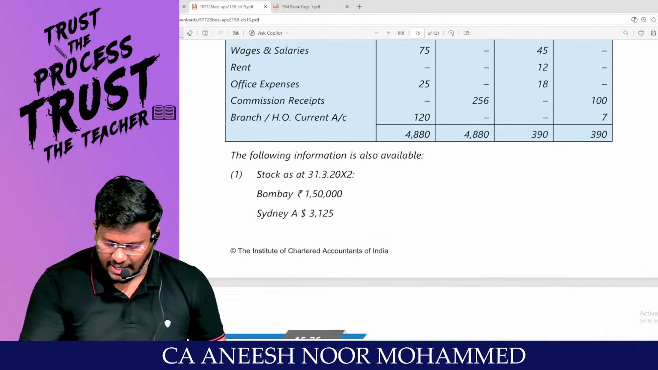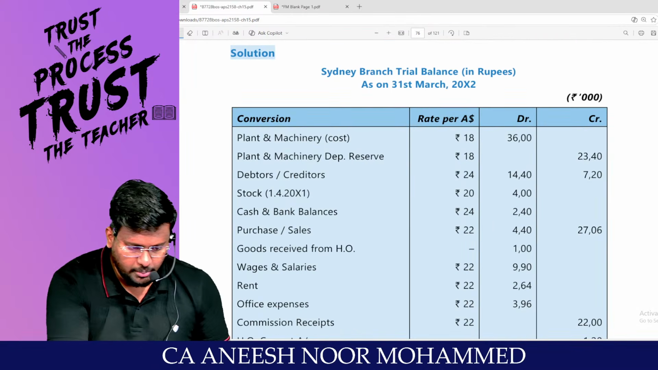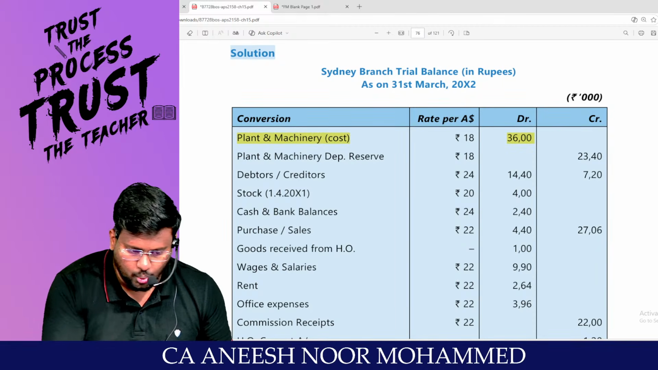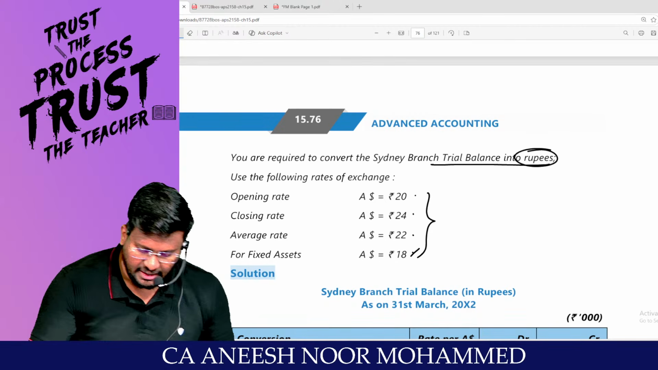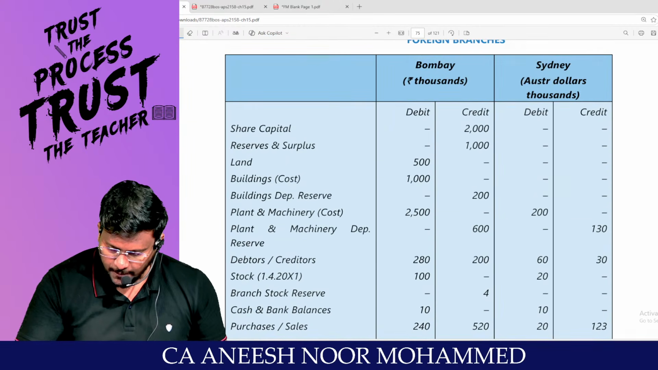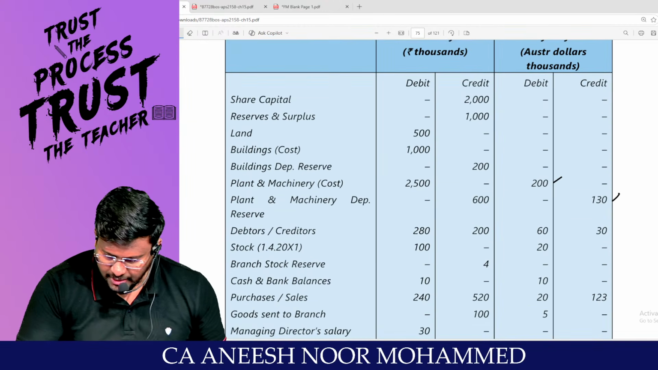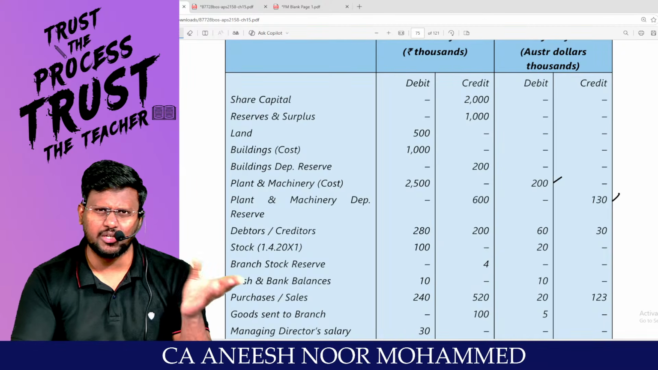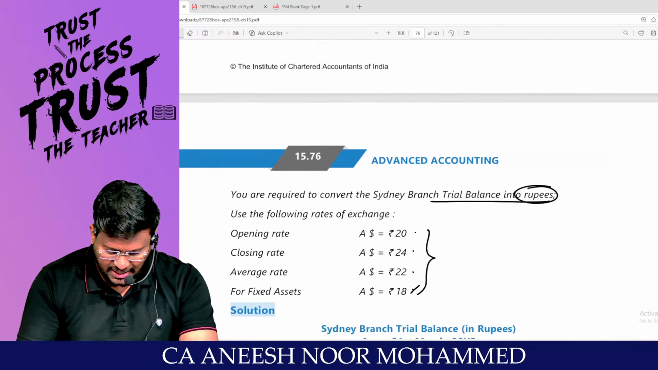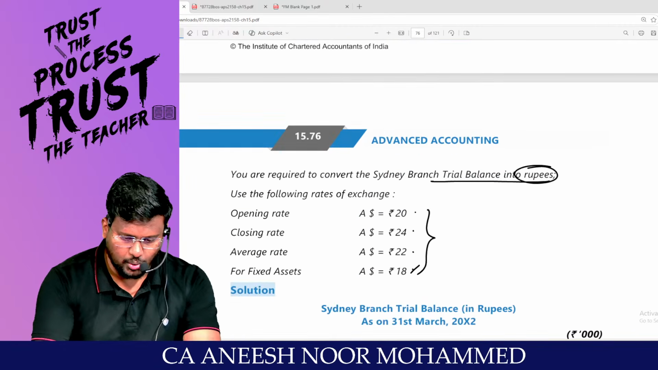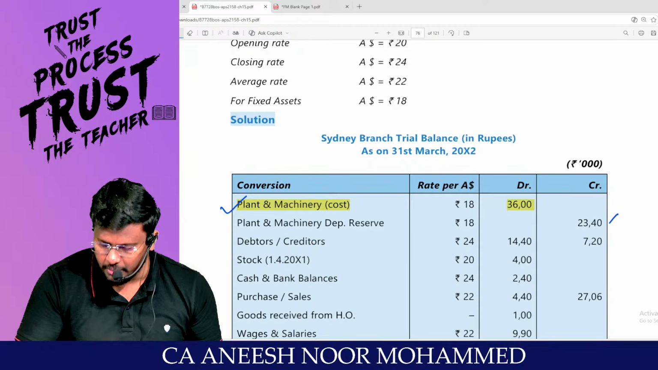Plant and machinery, debit balance, 3,600. All assets are debit balances. Easy. Next one. This 200 is done. Plant depreciation reserve: that reserve is related to the asset, so 130 into the asset rate 18 is 2,340. 2,340 should be in the credit balance.